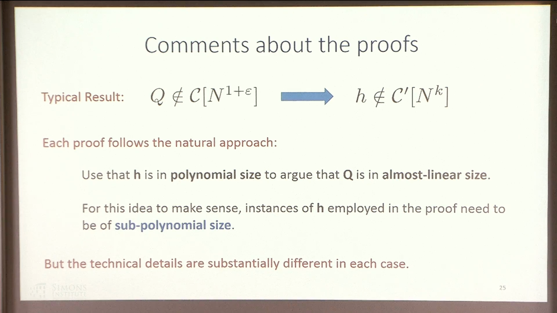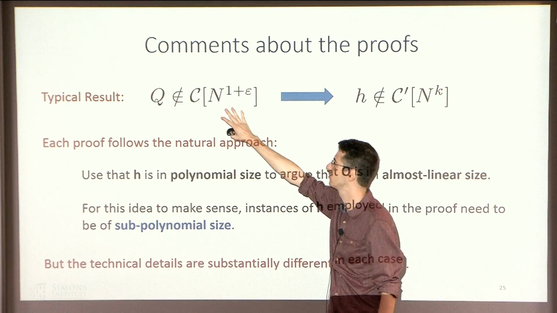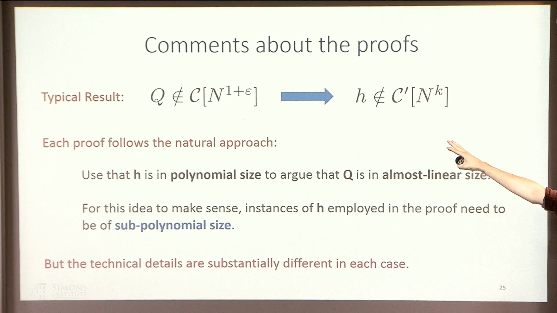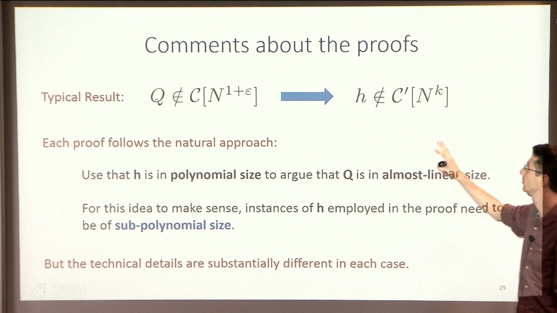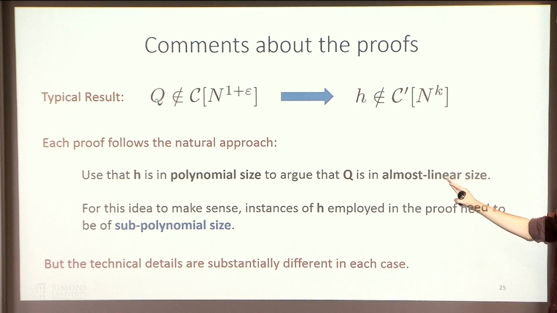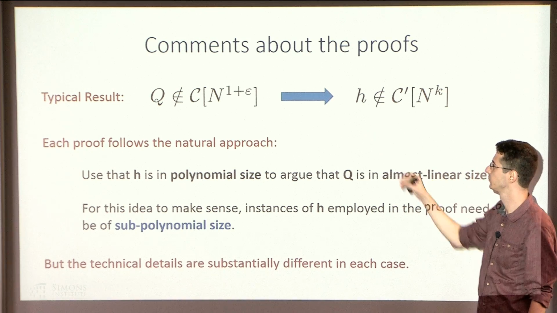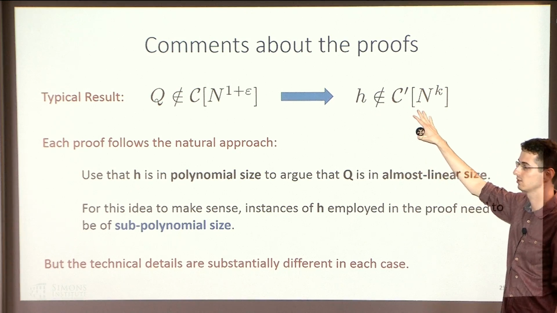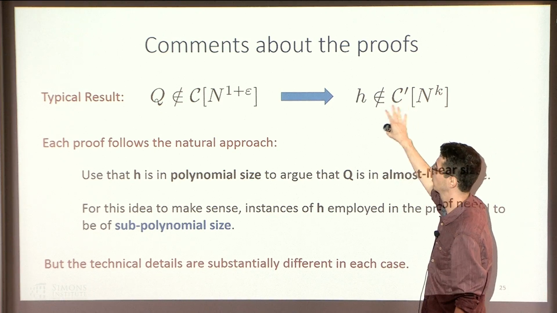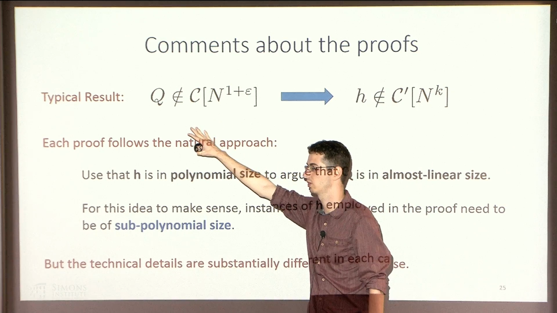Now I still have a few minutes. I want to tell you about the general template for some of these proofs, not all of them, but the idea is quite simple. I have this problem Q, and we're going to show that if it doesn't have, let's say, linear size circuits, then there's some explicit problem H connected to Q that requires superpolynomial size circuits. The natural approach is to argue by contrapositive. We assume that H is easy, so it has circuits of size n to the k for a fixed k. And we use such circuits to design an almost linear size circuit for Q.